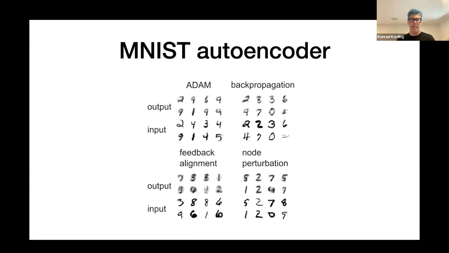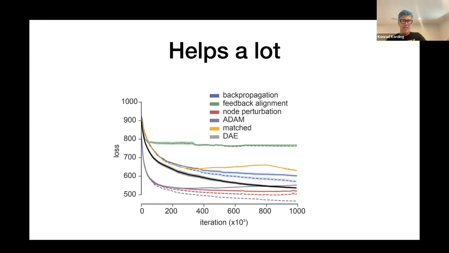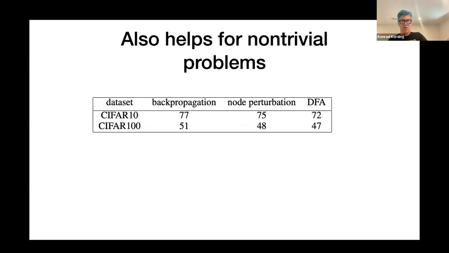So it helps here. And there you can see for autoencoders, for example, feedback alignment does rather poorly. You can see it on the bottom left, it doesn't look very much like real things. Node perturbation makes it look considerably better. There's more complicated problems where it can help a lot, and I just want to skip over that.